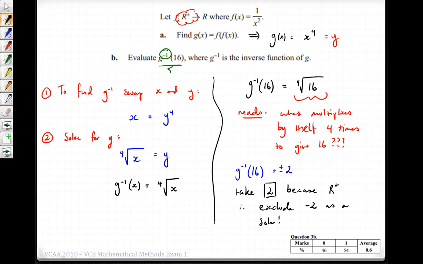Now why is it 2? Because 2 times 2 times 2 times 2, what multiplies by itself 4 times to give 16? Well, it's 2. The same as if we had negative 2 times negative 2 times negative 2 times negative 2, that also equals 16. So there's no sure way of just getting those answers, or not that I really know of. You've just got to look at them and think logically about what it might be.